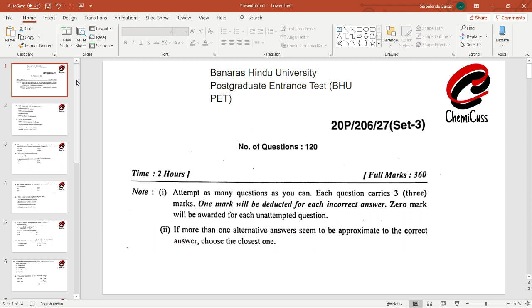In this regard, I want to say that like every year this paper comes for 360 marks, and it is a 2 hours paper with 120 questions. And this first question was a repetitive one. Many of the questions I have gone through are repetitive, and also you will see that most of the questions are not very conceptual.